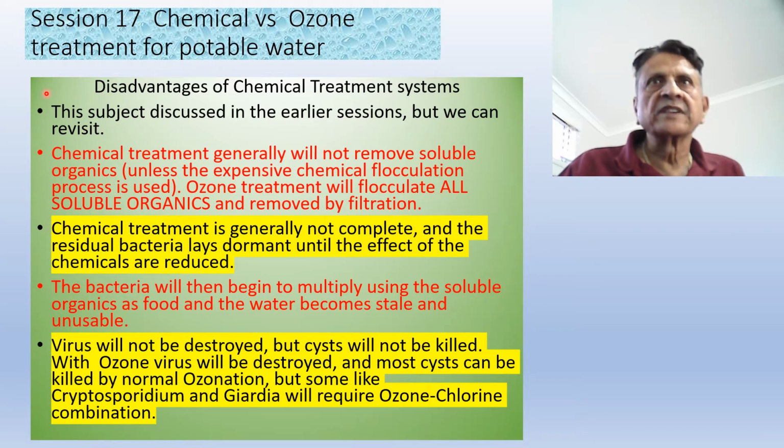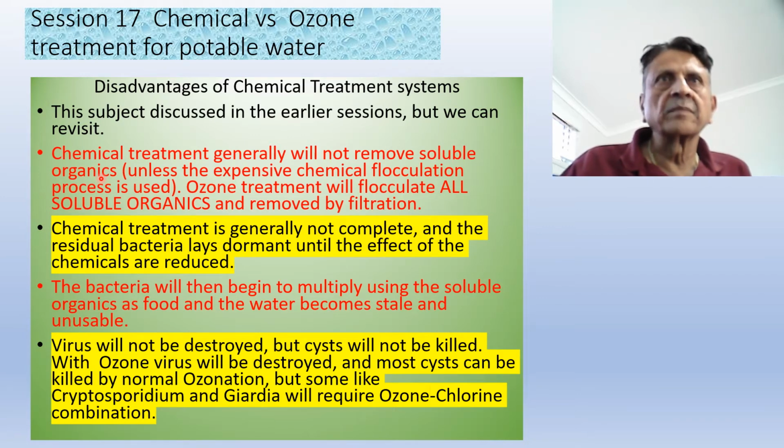The chemical treatment will generally not remove soluble organics, but you could do that by flocculating the water using expensive chemicals, and there will be a time expense too for the chemicals to be reacting and for the settling and the removal of the sludge following the settlement, and allowing the treated water, clear water, to go through for filtration.